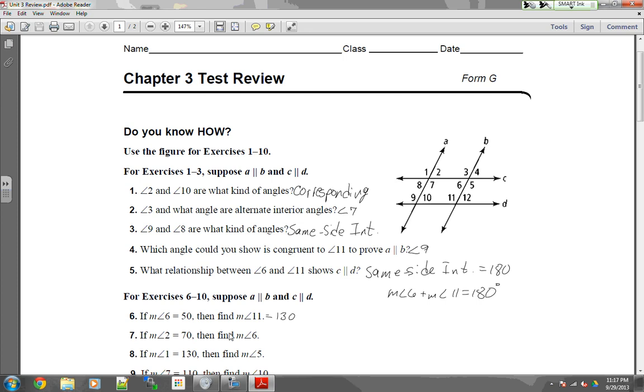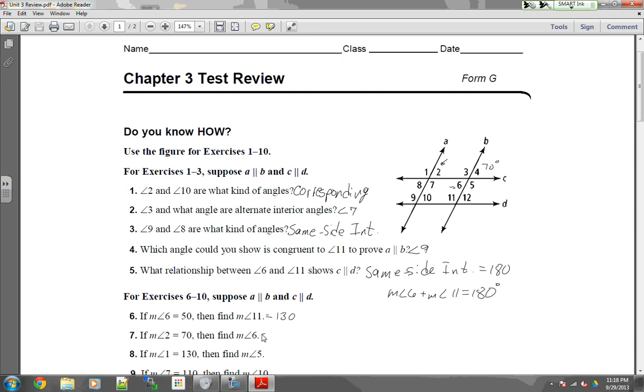All right, now if the measure of angle 2 is 70, what's the measure of angle 6? Now we can go about this two ways. The way I did it was 2 and 4 are corresponding. So that means 4 also has to be 70 degrees. And since 6 and 4 are vertical, that means 6 also has to be 70 degrees.